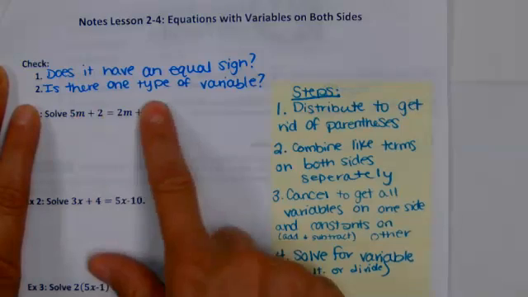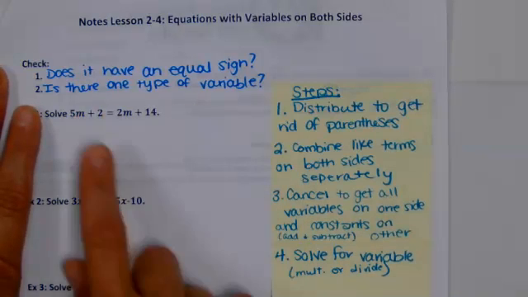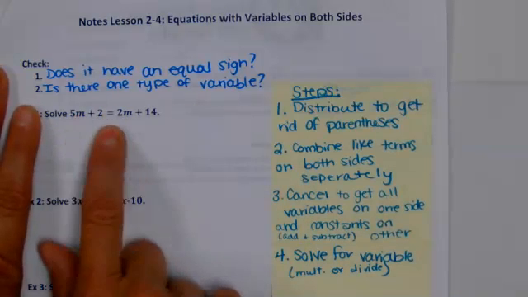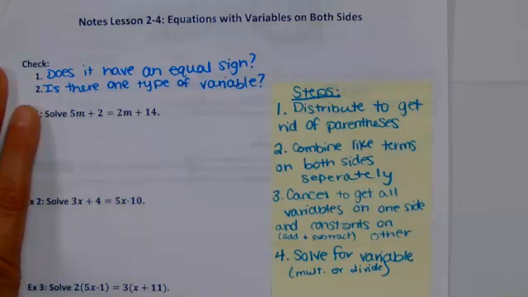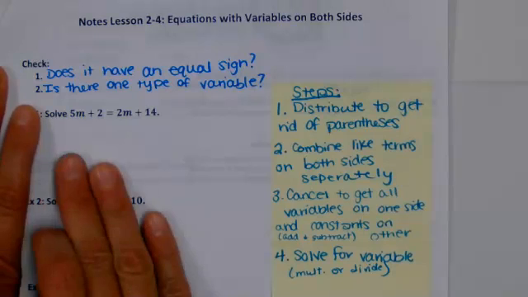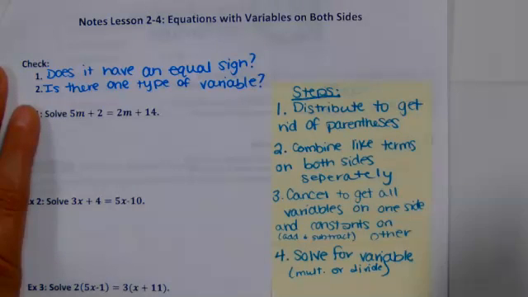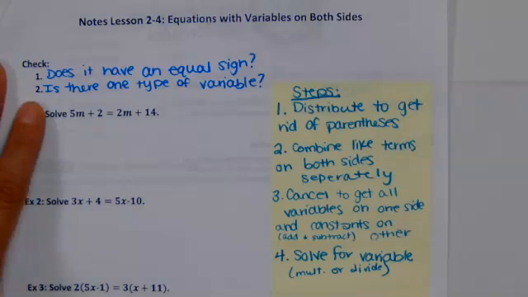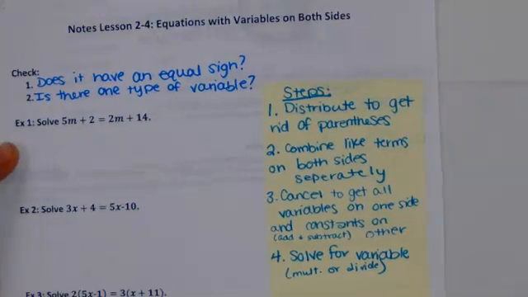And is there one type of variable? Meaning, like if there is an m, are they all m's? Or if there's an x, are they all x's? We can't have multiple variables in here. Or if it's m, it's got to be m, and they all have to be m's and no m squared, for example. Okay, so you might want to pause the video and write these steps down a second, and then I'm going to go through them on two of the examples, and then I'll leave the other two for you to solve on your own.